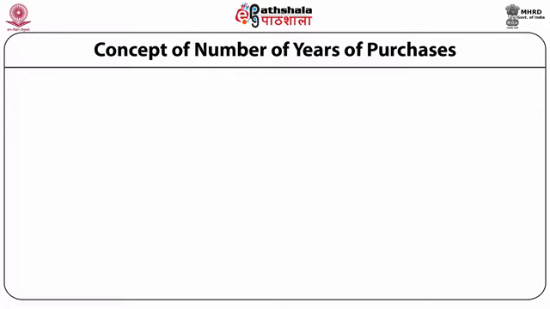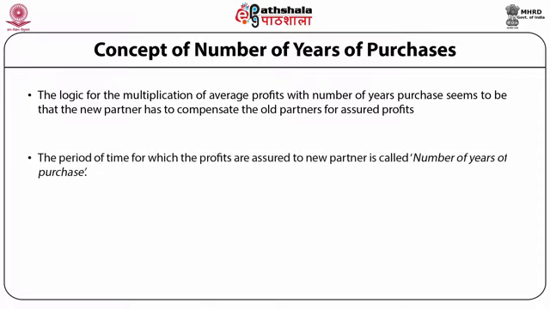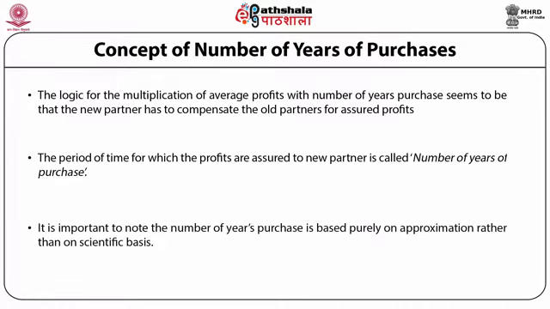Concept of number of years purchase. Now, what is the logic for multiplication of average profit with number of year purchase? It seems that the new partner has compensated the old partner for assured profits. The period of time for which the profits are assured to the new partner is called number of years purchase. It is important to note that number of years purchase is based purely on approximation rather than on scientific basis. It means number of years are just estimation. These are not calculated on some scientific basis.